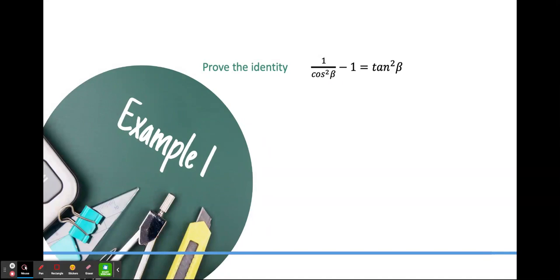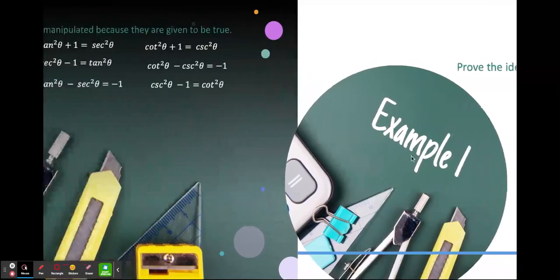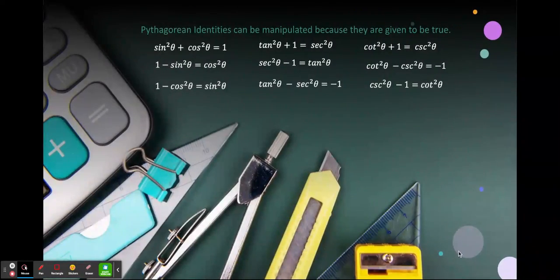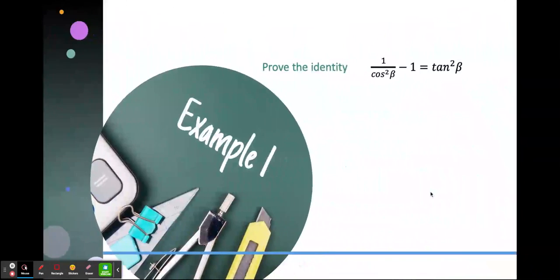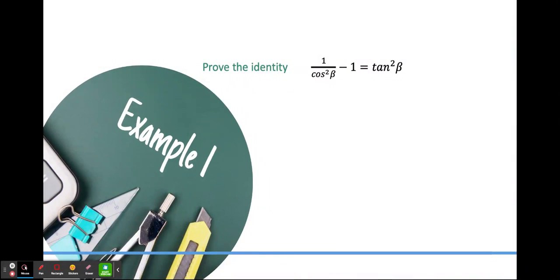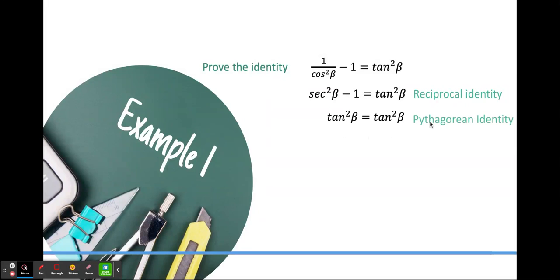In my opinion, it's more complicated. So what we're going to do is first apply the fact that 1 over cosecant squared is equivalent to secant squared. Remember, that is what we call the reciprocal identity. Then, secant squared beta minus 1 is equivalent to tangent squared. That's the Pythagorean identity. And you can see tangent squared is equal to tangent squared. So you've completed that proof.